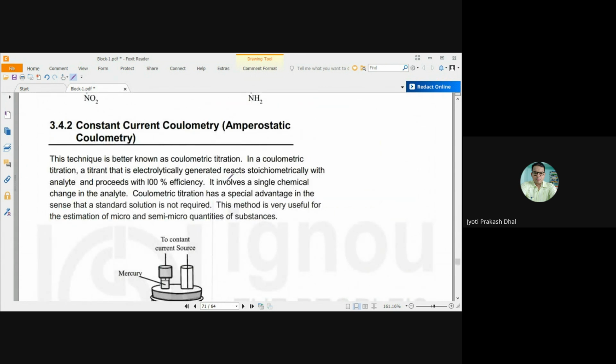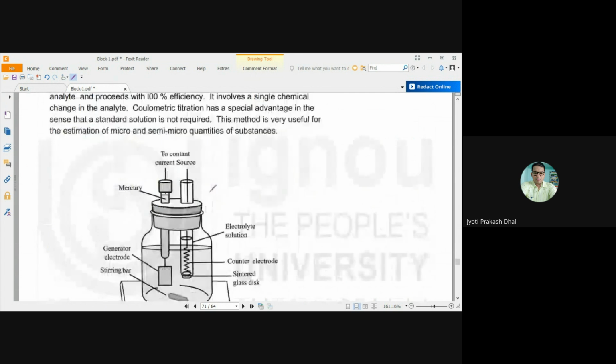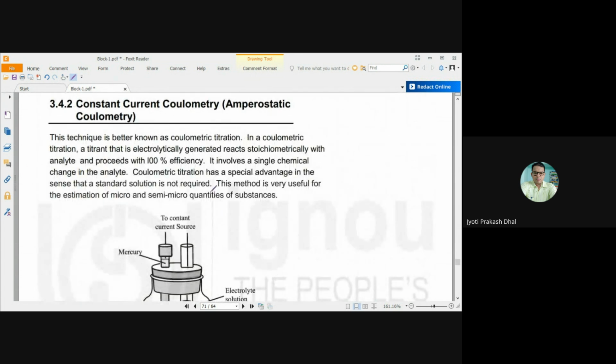Now coming to the constant current coulometry, that is the amperostatic coulometry. In this method, the technique is known as the coulometric titration method.